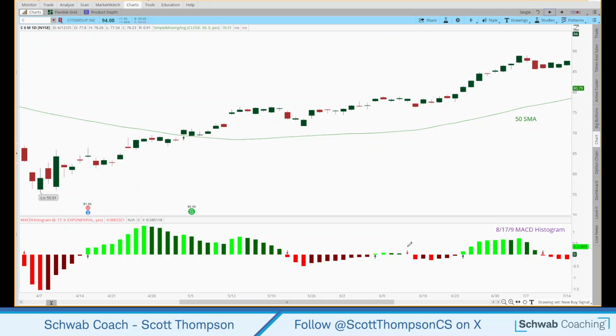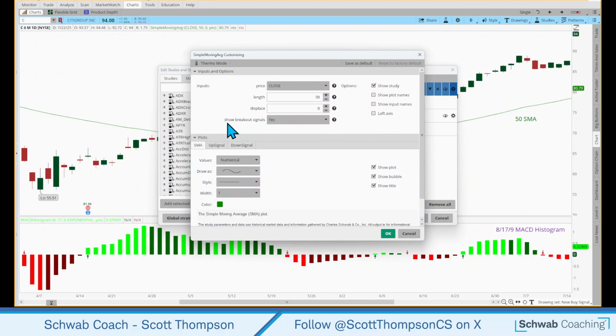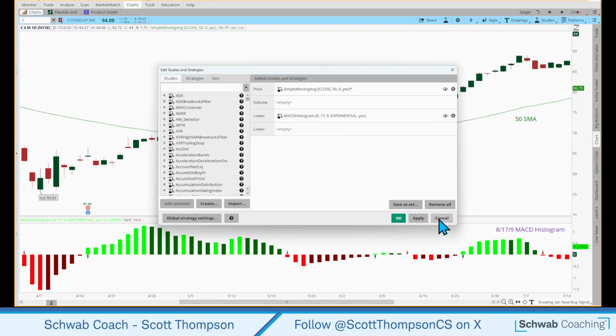The way that you get these green arrows on the moving average and on the MACD histogram is when you go up to the studies page and you edit your studies. On the different studies, click on the gear and make sure that show breakout signals says yes. The default setting is normally no, and so you won't see those arrows, but this is what generates those arrows on the indicators. You would do the same thing for the MACD.